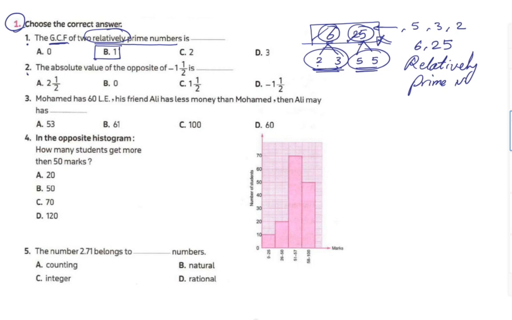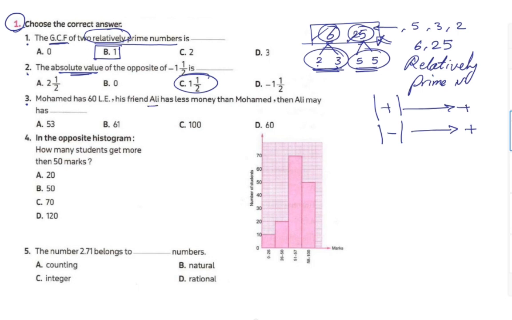Okay. Point number 2, the absolute value of the opposite of negative 1.5 is what? We know that absolute value does what? Any positive will stay positive. But if you have the absolute value of a negative number, it also will be a positive number. So the absolute value of negative 1.5 equals 1.5.